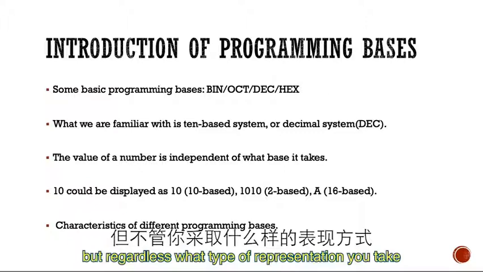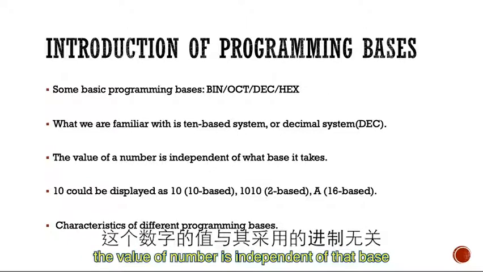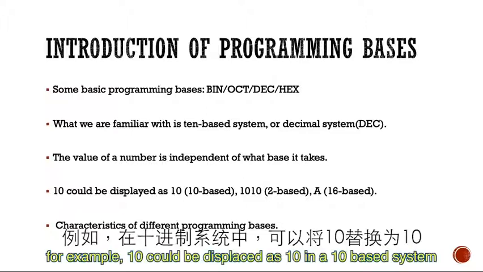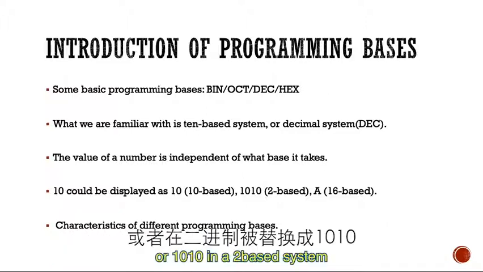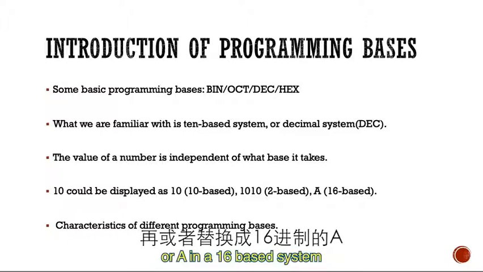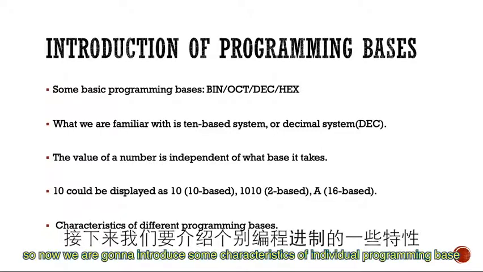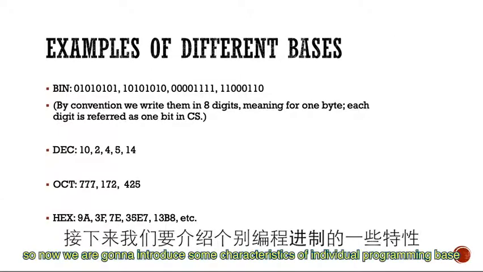But regardless of what type of representation you take, the value of a number is independent of that base. For example, 10 could be displayed as 10 in a 10-base system, or 1010 in a 2-base system, or A in a 16-base system. So now we're going to introduce you to some characteristics of each programming base.